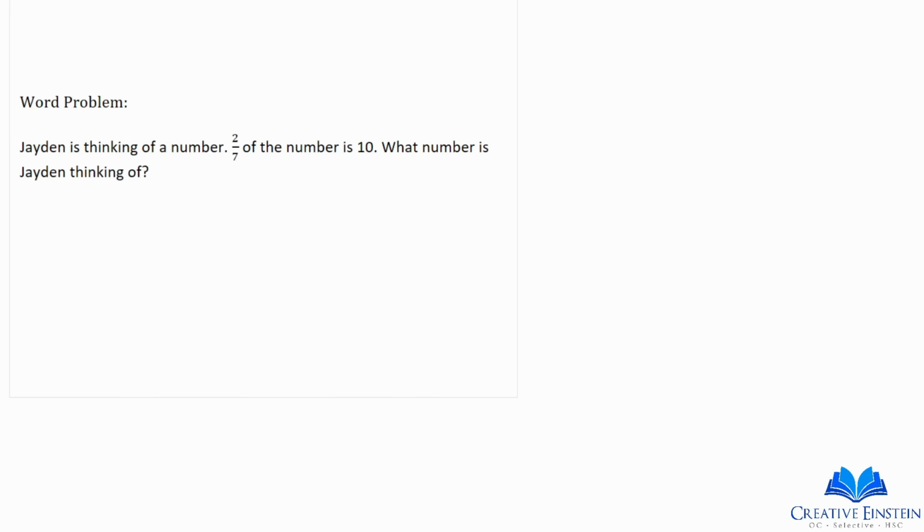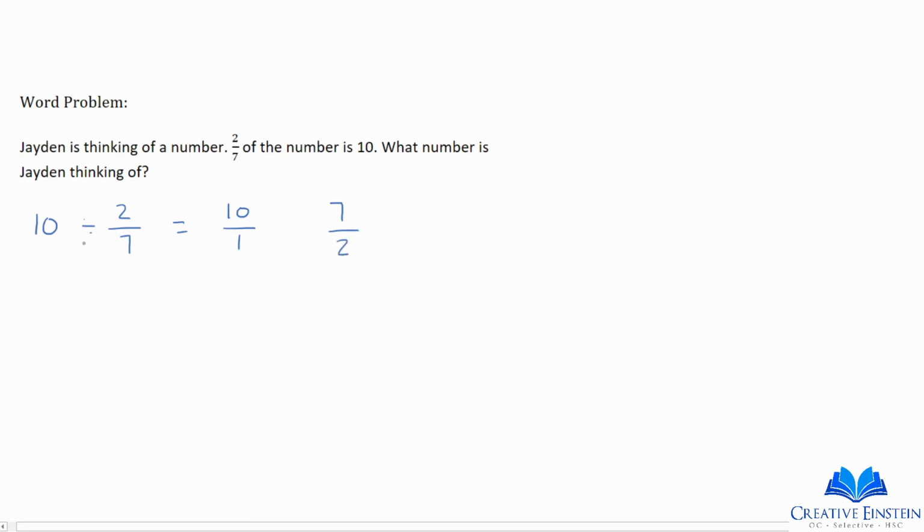So the easiest way to do that, 2/7 of the number is 10, so we're going to be dividing by 2/7. Now 10 is a whole number, we need to change that into a fraction. To change 10 into a fraction, it is 10/1. And then remember, we need to flip the second fraction around, we need to invert it. So 2/7, inverting that is 7/2.